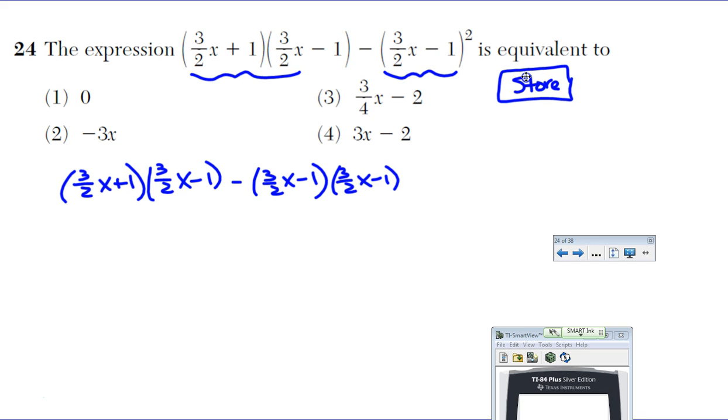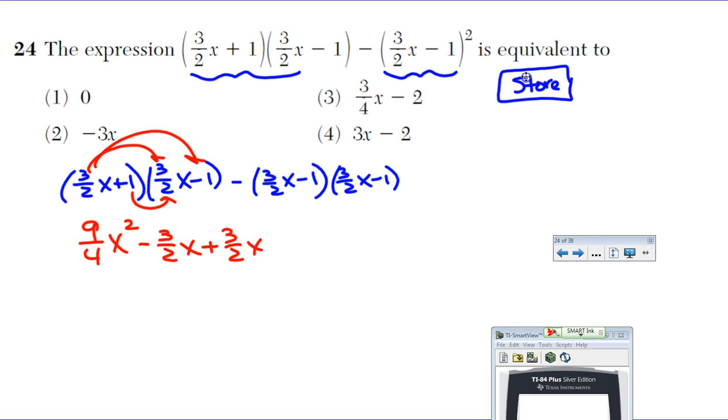Okay, so you're going to double distribute. And don't worry about the fractions. You have a calculator. 3 halves times 3 halves is 9/4. And then x and x is x squared. And then 3 halves x times -1 is -3 halves x. Then you have 1 times 3 halves x, which is plus 3 halves x. And then 1 times -1 is -1. Now you can simplify now or you can wait. These two do cross off because they're opposite terms.